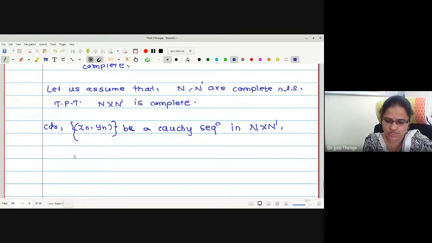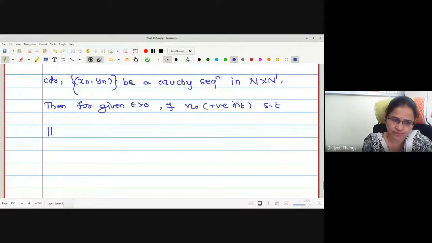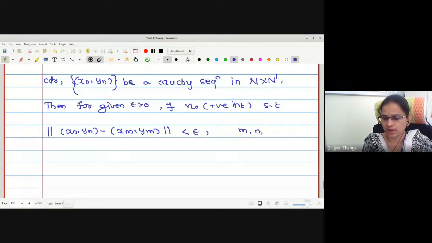What is the definition of a Cauchy sequence? It says that for given epsilon greater than 0, there exists, say, n naught, a positive integer, such that norm of (xn, yn) minus (xm, ym) is less than epsilon for m, n greater than or equal to n naught.